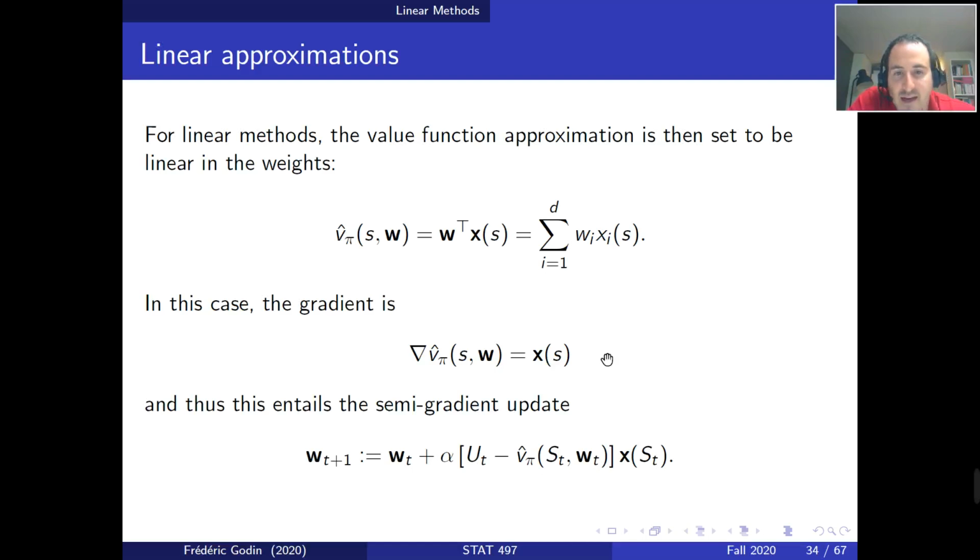So in that case, the semi-gradient update rule that we derived earlier has exactly the same form, but here the gradient can be replaced by the vector of features x. And of course, I haven't written it here, but this term is simply the linear combination of all features. So this is a very convenient approach because the gradient in that case is not cumbersome at all to compute.